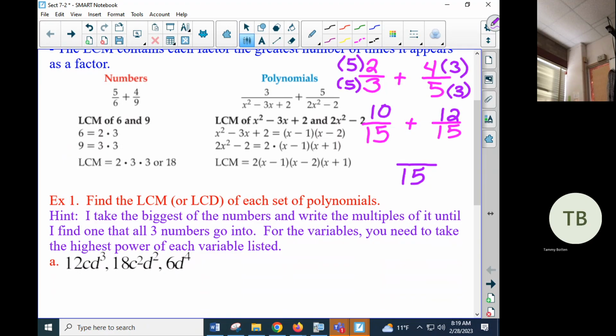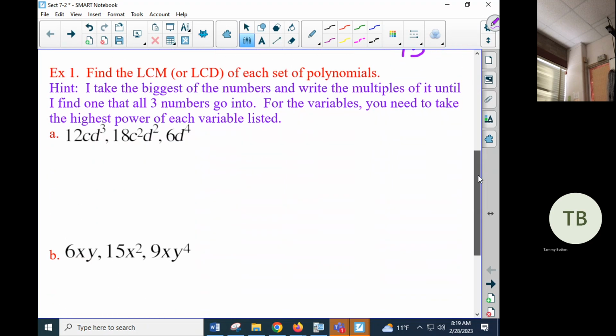Okay. So on top, we'd have 10 plus 12, which is 22. And then when we did this, we looked at whether you could reduce what is left. That's another thing that's a little bit challenging with adding and subtracting: you can get them into a single fraction, but then you may have to factor it again and see if you can simplify anything. I'll talk about that as we get to it.